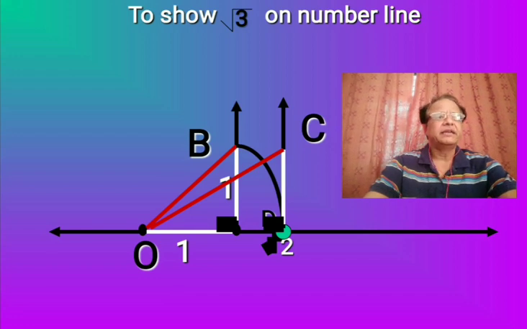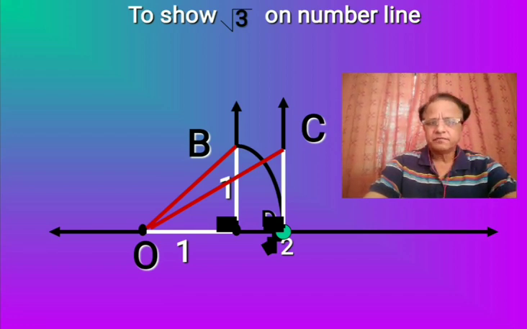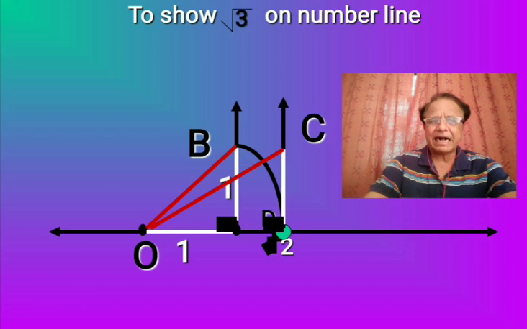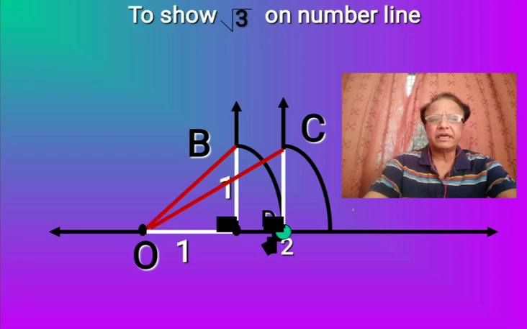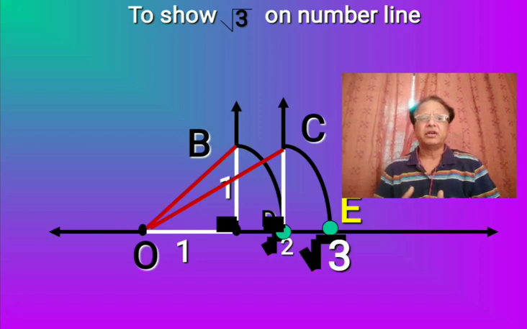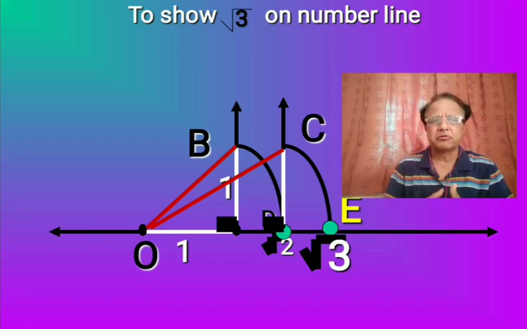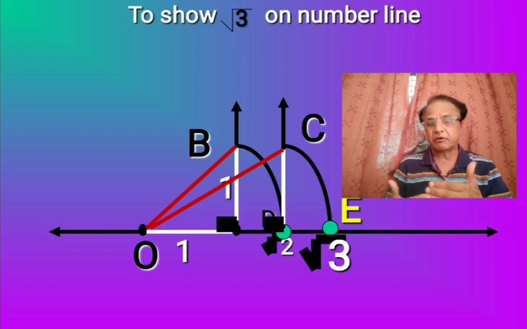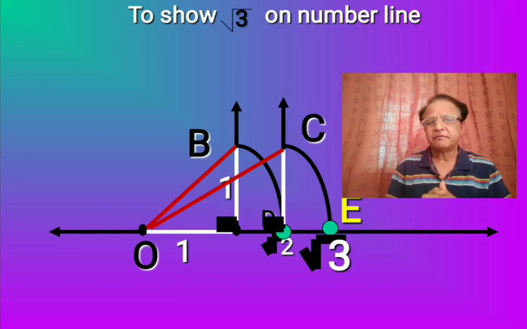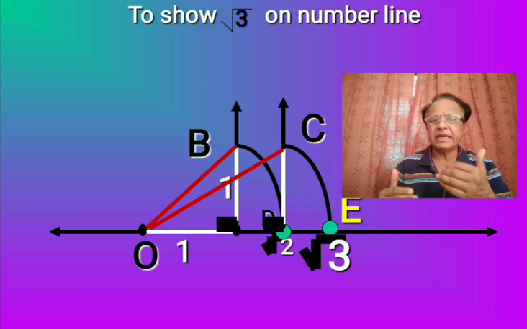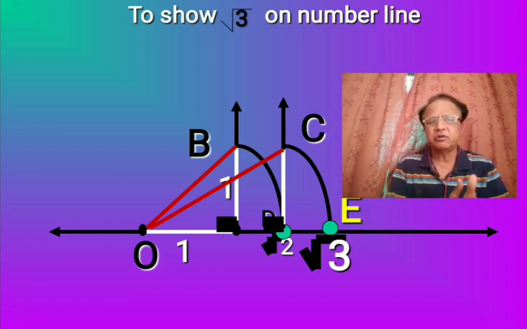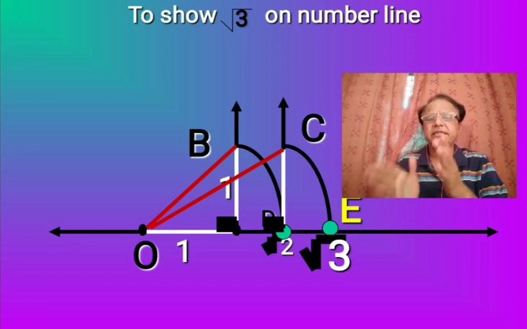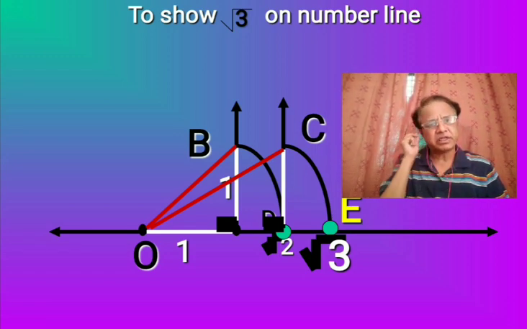And then again keep your compass at point O. After making an arc to the line, it will be like this. And this point gives you root 3 on the number line. In this way, if you again draw a perpendicular to root 3, then you will get root 4. But root 4 is not an irrational number. So we can draw root 3, root 4, root 5 on the number line. This is also a very simple procedure in this chapter.